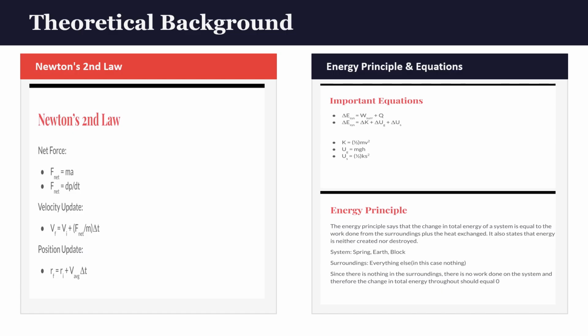In this case, nothing. So there's no work being done on the system, meaning the change in total energy throughout should equal zero. The key equations are kinetic energy, 1/2 mv squared, gravitational potential energy, mgh, and spring potential energy, 1/2 ks squared, where s is the stretch or compression of the spring.